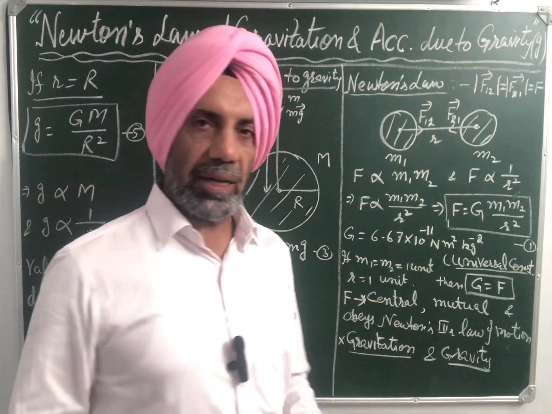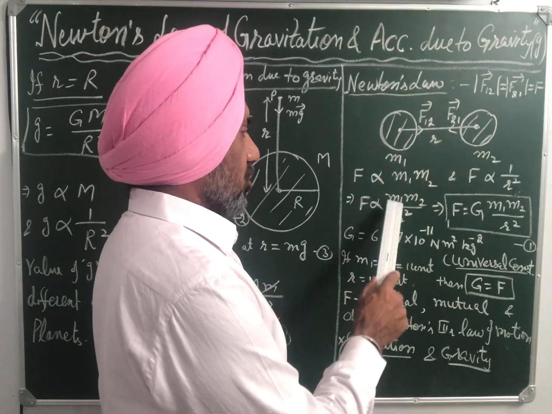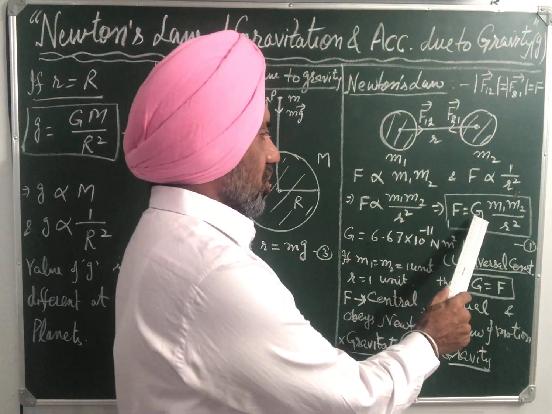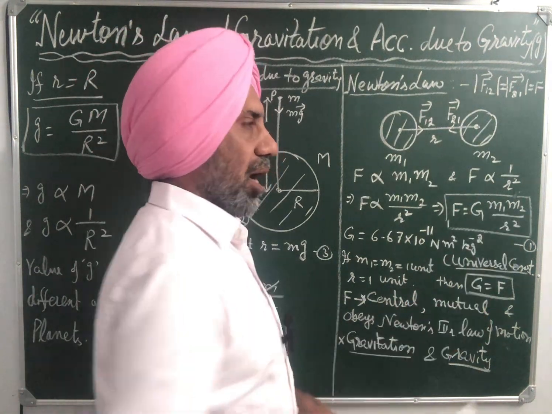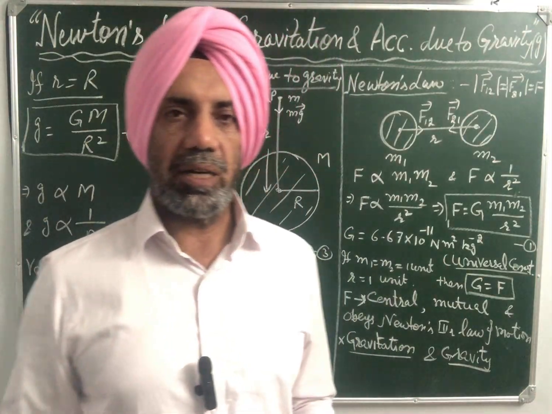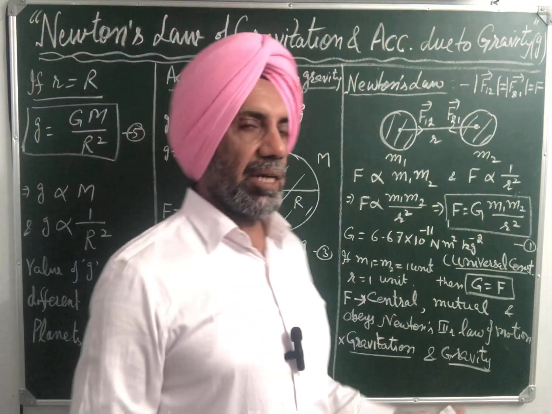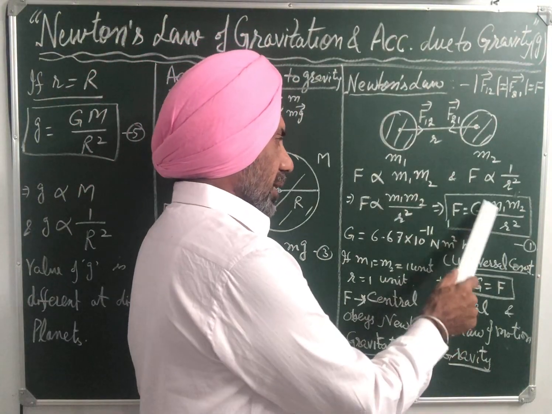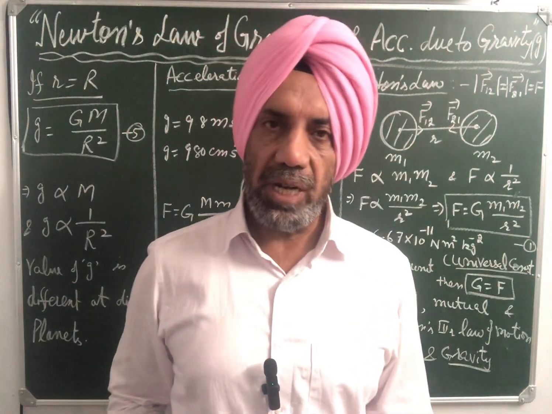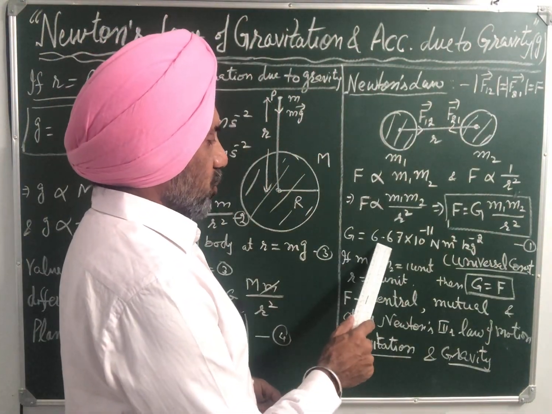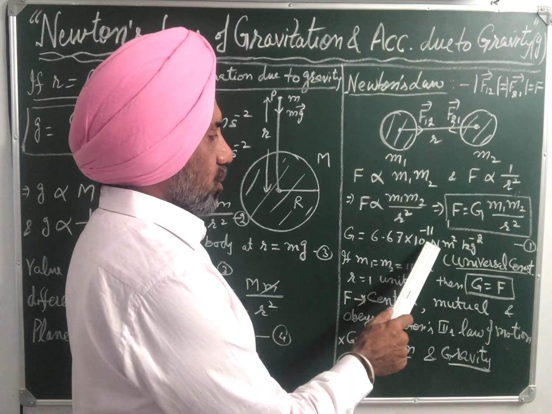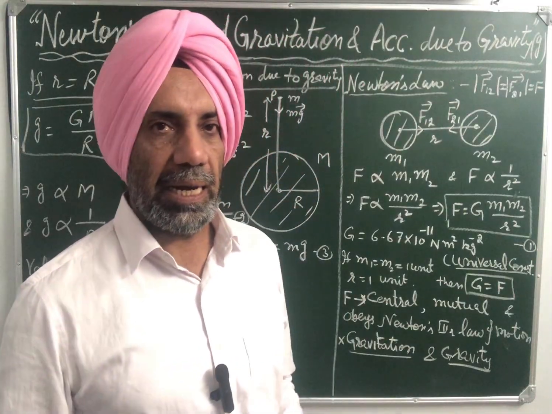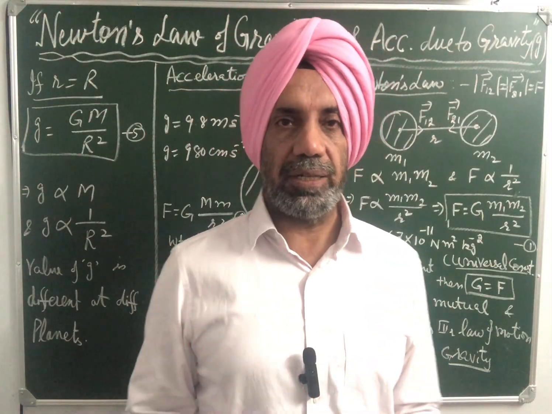And if we combine these two factors, F is directly proportional to m1 m2 upon r square. Or F is equal to G m1 m2 upon r square, which is the required expression for gravitational force in accordance with Newton's law of gravitation, where capital G is a constant of proportionality and its value is 6.67 into 10 raised to minus 11 Newton meter square per kg square, and it is known as the gravitational constant.